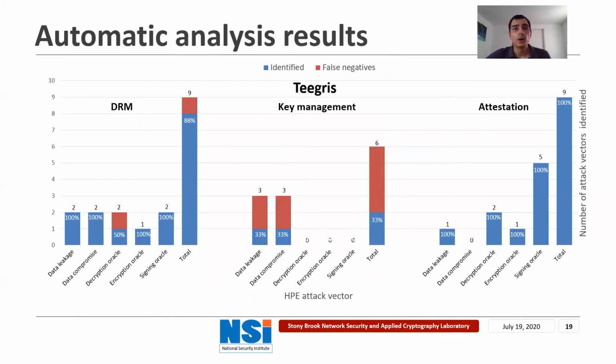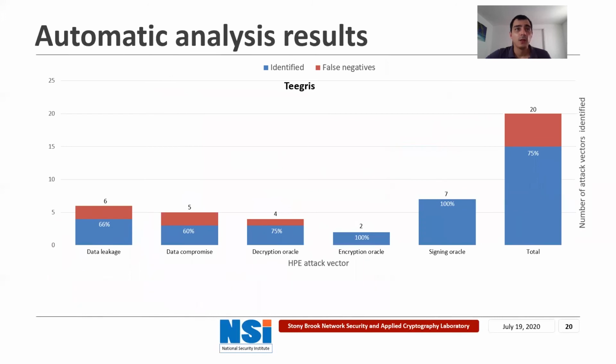We run HOOPER on the TAs running under Teegris. Briefly, 15 out of 20 attack vectors have been identified automatically by HOOPER. The other 5 were missed due to symbolic state explosions or incomplete emulation of Teegris provided functionality. It is important to note, however, that HOOPER identified these vulnerabilities within 24 hours, in contrast to the 4 weeks spent on manual analysis.